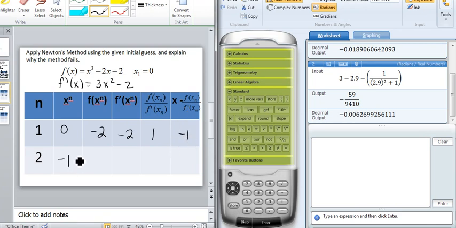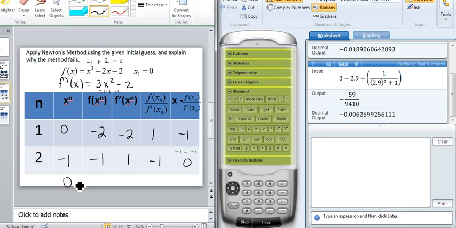Then I'll come back down here and plug in negative 1 for my f of x. I get negative 1 plus 2 minus 2. So that ends up giving me negative 1. Then I'm going to plug in negative 1 here. So that'll give me a 1 times 3 minus 2. 3 minus 2 is 1. I'll divide those two values. I get negative 1. And then I'll take the x value minus this divided part, negative 1 minus negative 1. And it gives me 0.